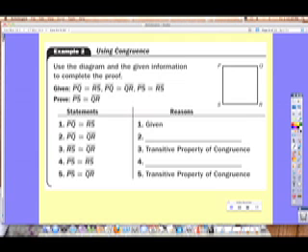So number 1, PQ equals RS. Check, that was given. And then all of a sudden they say PQ equals QR. Do you know why? It's given. So if you're ever like, what? That came out of nowhere. Go back to the given. Look, it came from right there.